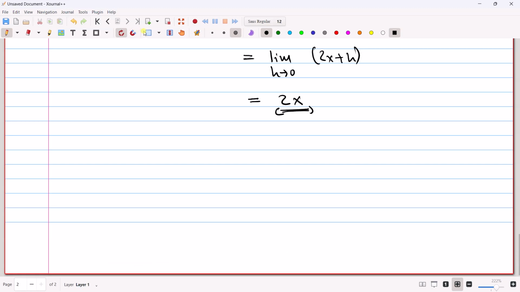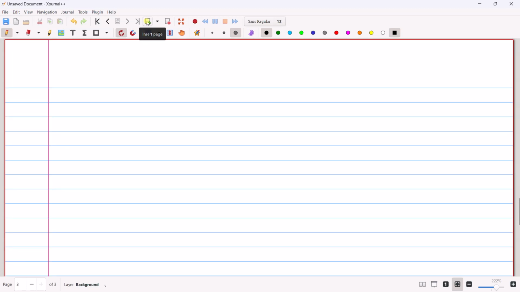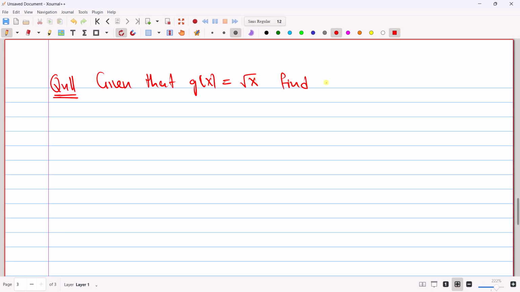So to provide another demo on a different function, let's consider another example. Another example goes as follows. Given that g of x is equal to root x, find g prime of x from first principles.